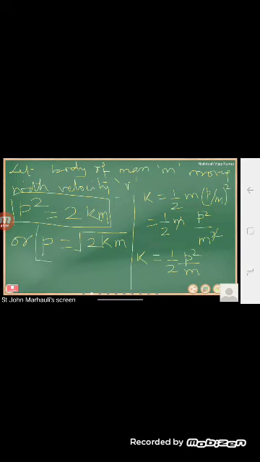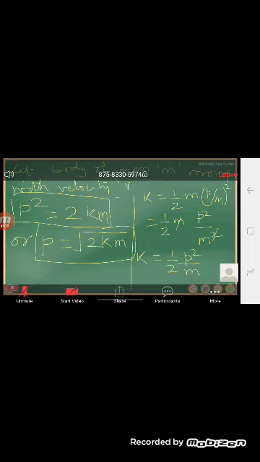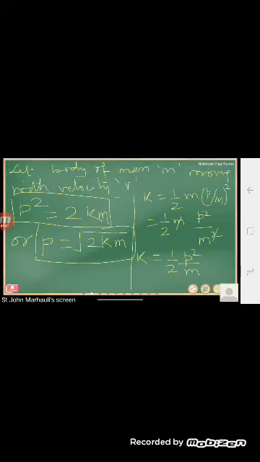Alright, so this is the relation between the momentum and kinetic energy. So either we can say that the square of momentum is equal to twice the product of kinetic energy and mass, or we can say that momentum is equal to the square root of twice the product of kinetic energy and mass. So this is the relation between the momentum and the kinetic energy.